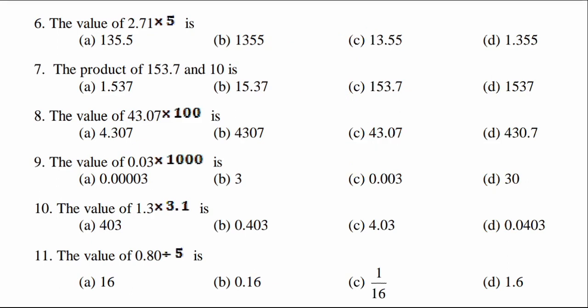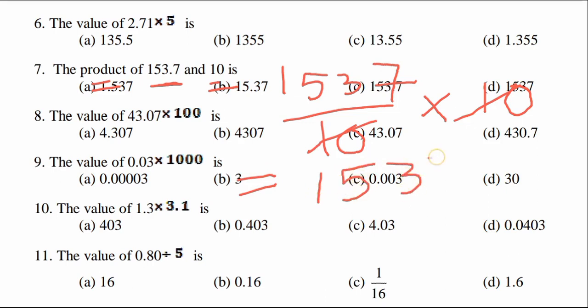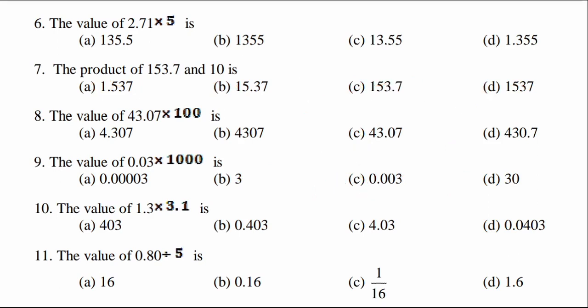Question number 7. The product of 153.7 and 10 is... So first of all, we remove this decimal point from this number. We have to write 10 below it. Then we multiply it with 10 because we have to find the product here. Now 10 cancels, and the answer is 1537, and here it is given in option D.